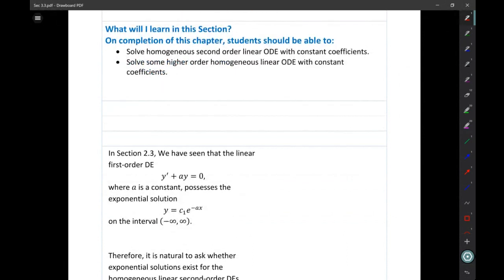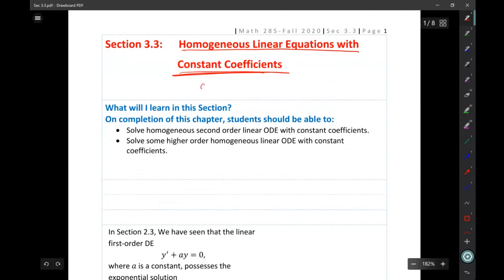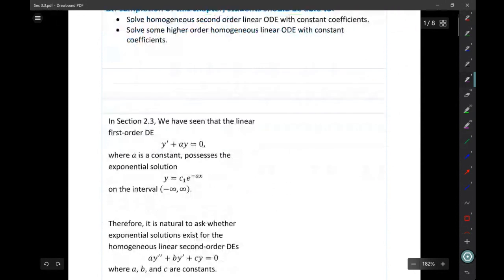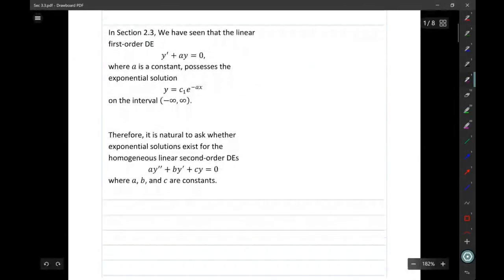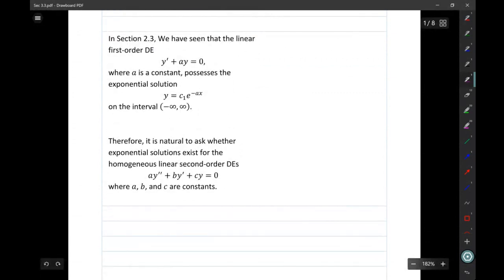What do we mean by constant coefficient? I mean the equation written in the form a y double prime plus b y prime plus c y is equal to 0. This type of differential equation is homogeneous because it is 0, with constant coefficients, where a, b, and c are constants. So we will discuss in this section how we can solve such kind of differential equations. Okay? Right.